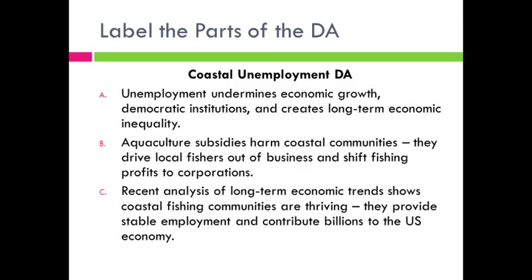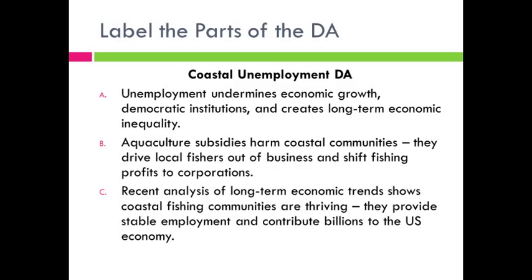Well, that makes sense because if local fishers are going out of business, then that causes the impact, part A, of unemployment, which undermines economic growth, the democratic institutions, and creates long-term economic inequality. Okay, well, by order of elimination, that means that part C must be the uniqueness, and let's see if we're right. Recent analysis of long-term economic trends shows that coastal fishing communities are thriving. They provide stable employment and contribute billions to the U.S. economy.